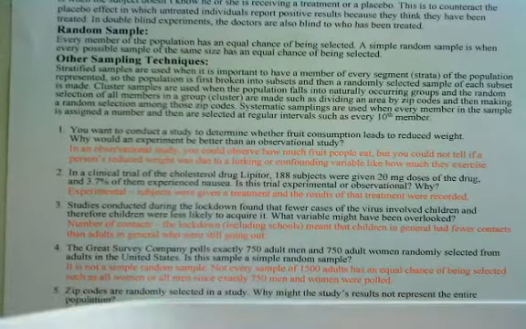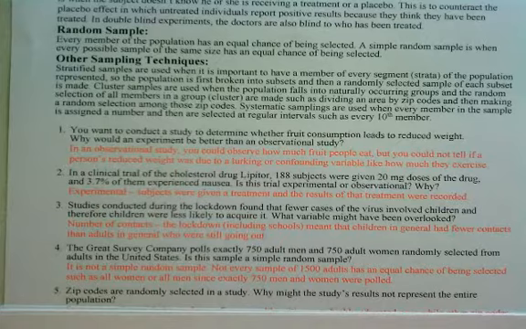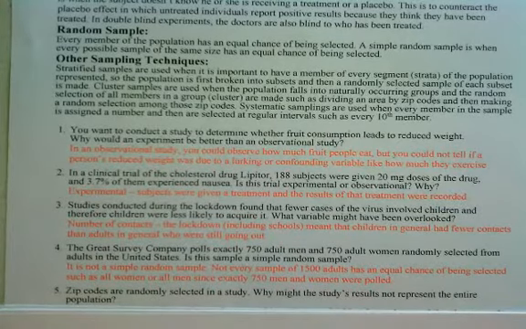All right, I think our last question. Zip codes are randomly selected in a study. So this would be an example of cluster sampling. Zip codes are randomly selected. Why might the study's results not represent the entire population?